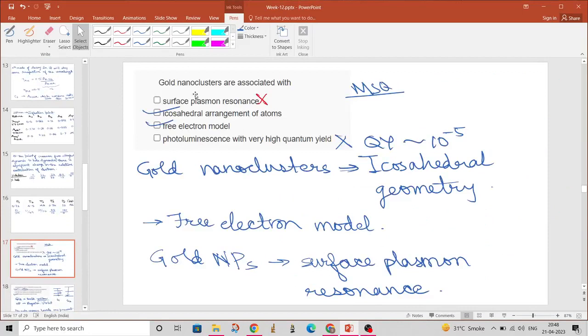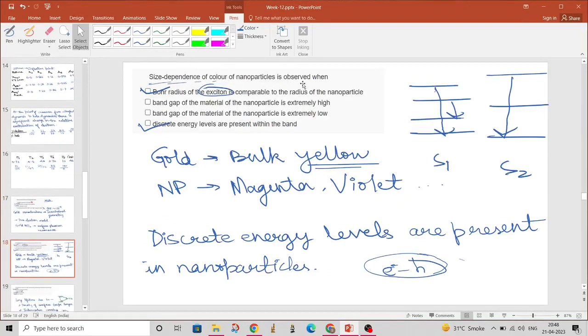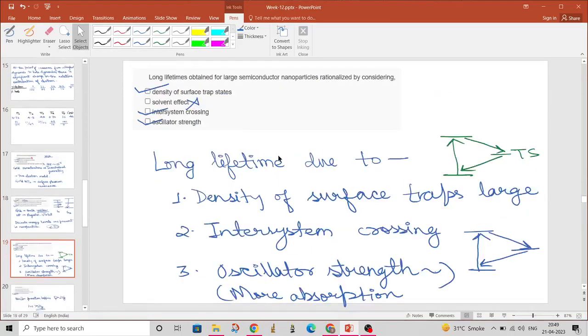So next we saw that the terms associated with gold nanoclusters are icosahedron geometry and free electron model, because they do not show surface plasmon resonance, which is a very good property of nanoparticles, but nanoclusters do not show. And the size dependent color emission for nanoparticles comes because the Bohr radius of the exciton is comparable to the size of the nanoparticles, and there are discrete energy levels present within the band.